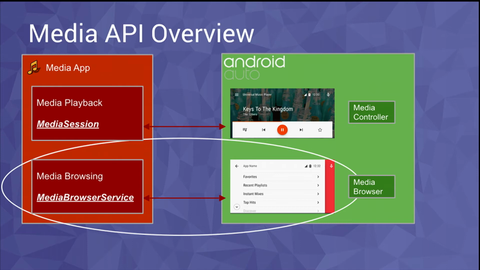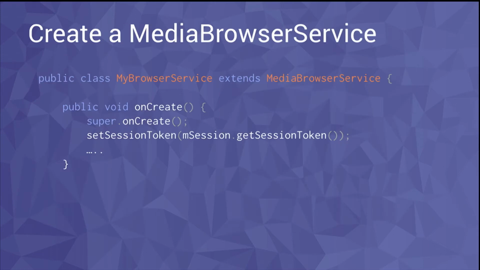And so it has the ability to search your database of music in your app. So that's done with the Media Browser service. Media Browser service is a class we provide, which you extend, and then you take the session token that we created earlier when we set up the previous code, and we store that in here. And that then allows everything to be connected up. So the session token is the glue that brings it all together.